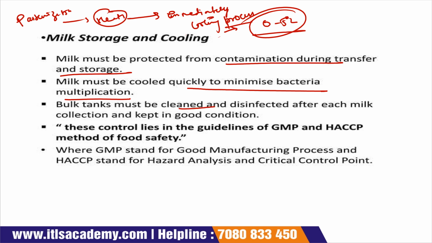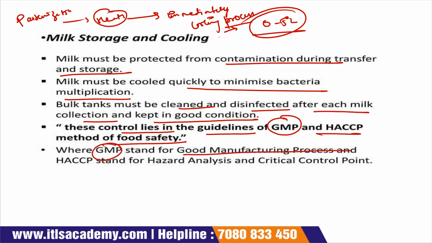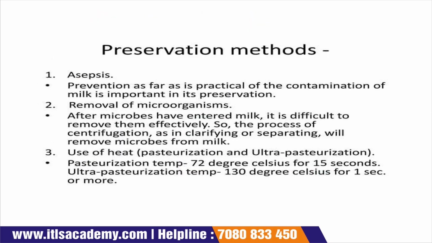Bulk tanks must be cleaned and disinfected after each milk collection and kept in good condition. These controls lie in the guidelines of GMP and HACCP methods of food safety, where GMP is Good Manufacturing Practices, and HACCP is Hazard Analysis and Critical Control Points.